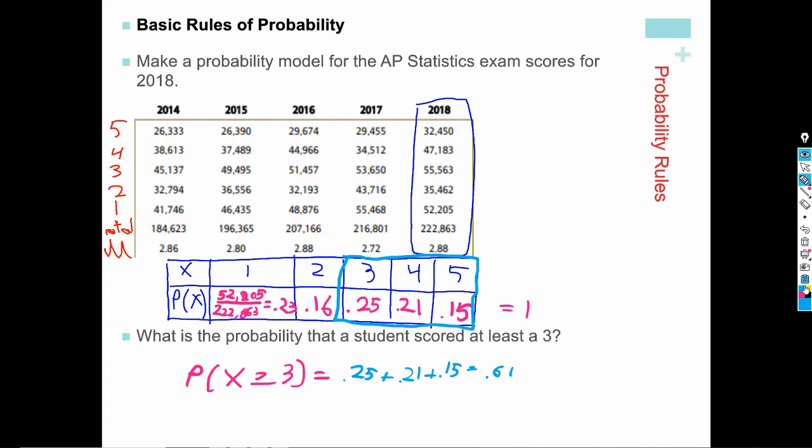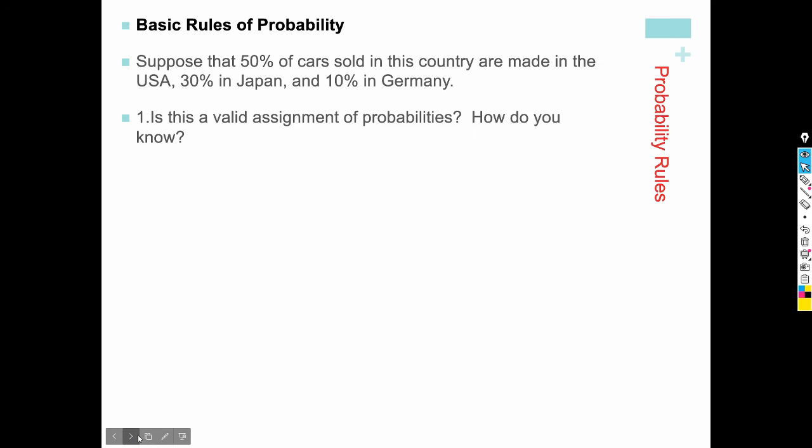Now the other way you can do this is to say that this is the same as 1 minus the probability that they don't score at least a 3. In other words, that they score less than 3. Well, how could they score less than 3? Well, they could score a 2. They could score a 1. So 0.16 and 0.23, that is 0.39. Those are the different ways they could score less than a 3. So 1 minus 0.39, that's going to be 0.61.